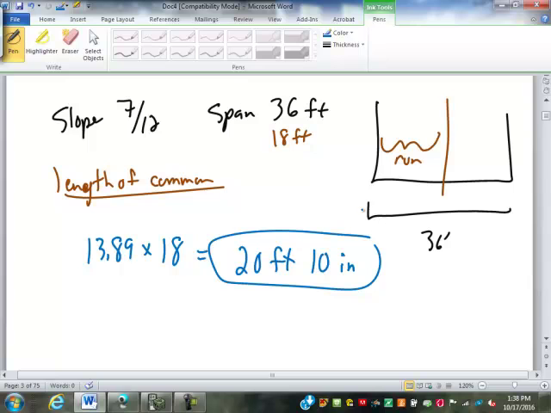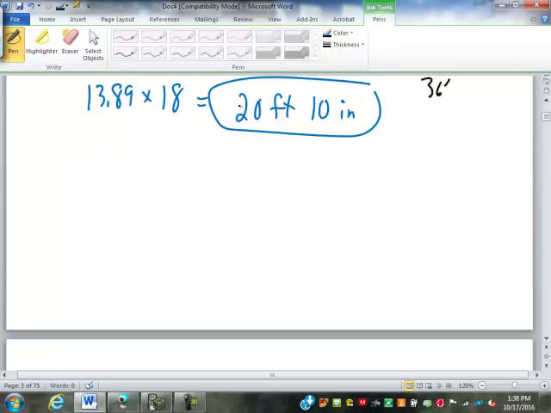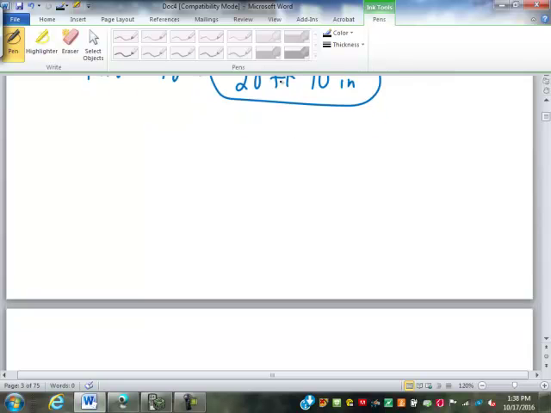Did anybody come close to that? Yeah, 20 foot a quarter. A quarter? I think I screwed up taking it back into inches. I just did it after I subtracted the 20.